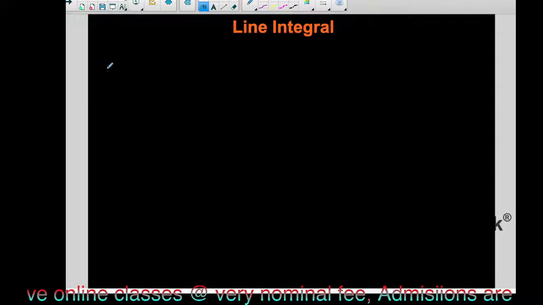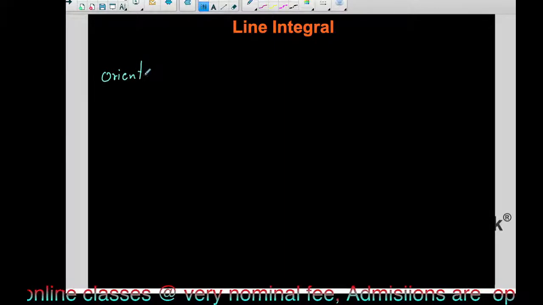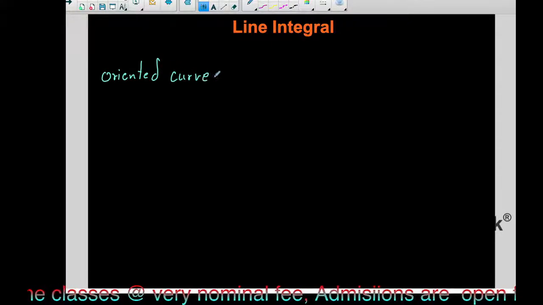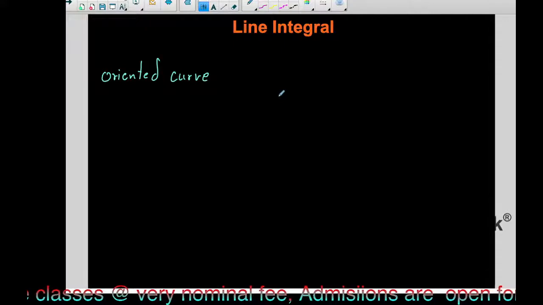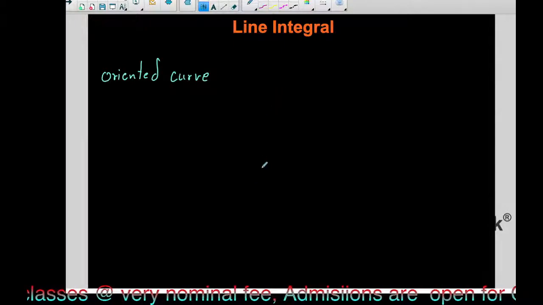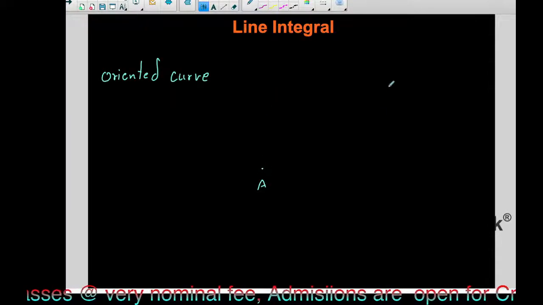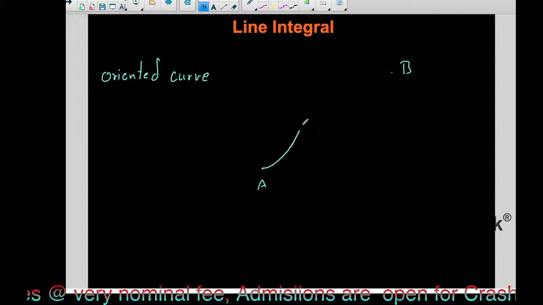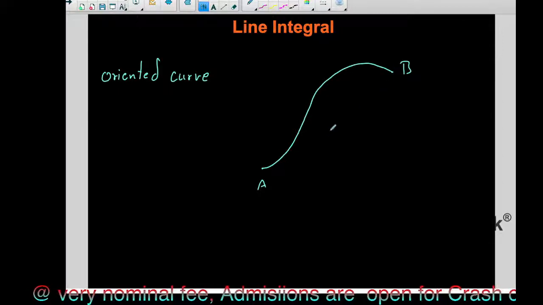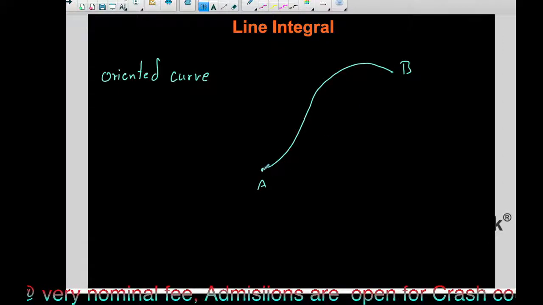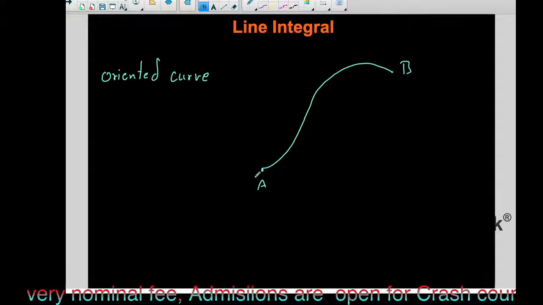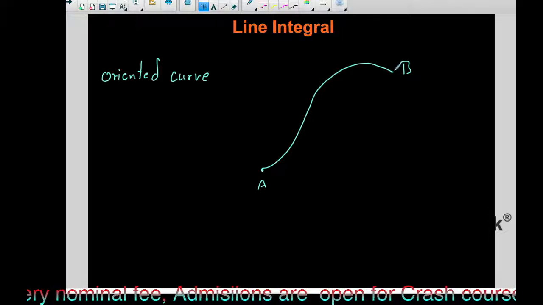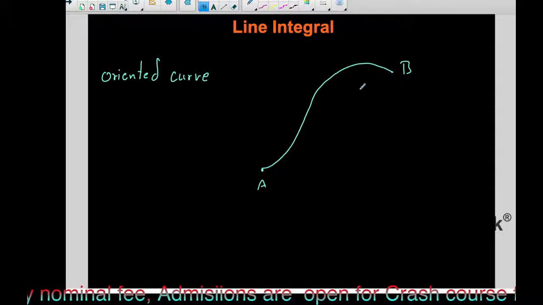What about this curve? One of the curves is called an oriented curve. You should know that. What is an oriented curve? As you see here, let this point be A and this point B, right? If we go this way from A to B, this is the position in space of point A, and this is the position of B in space somewhere.